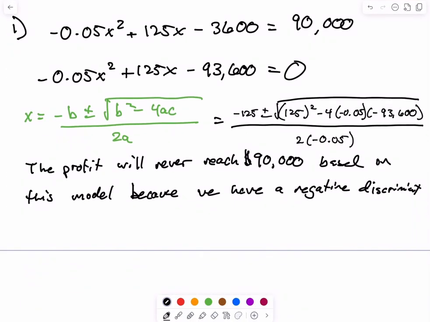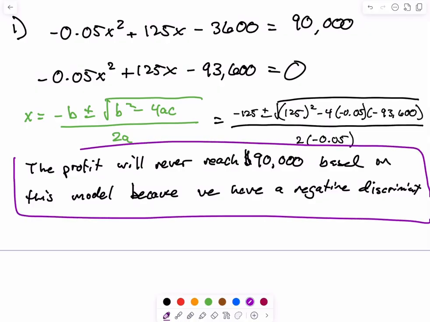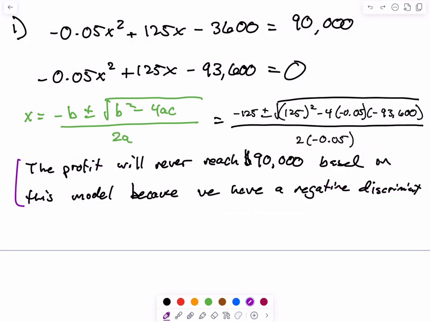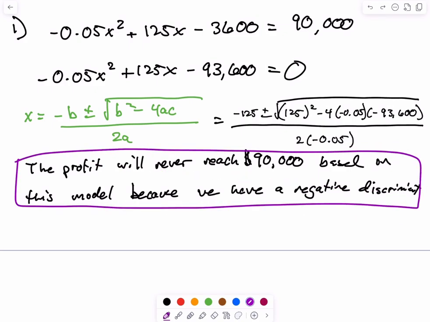Okay. So that's that one. So will it reach that? We would say no, because we have a negative discriminant. Let's try that again.